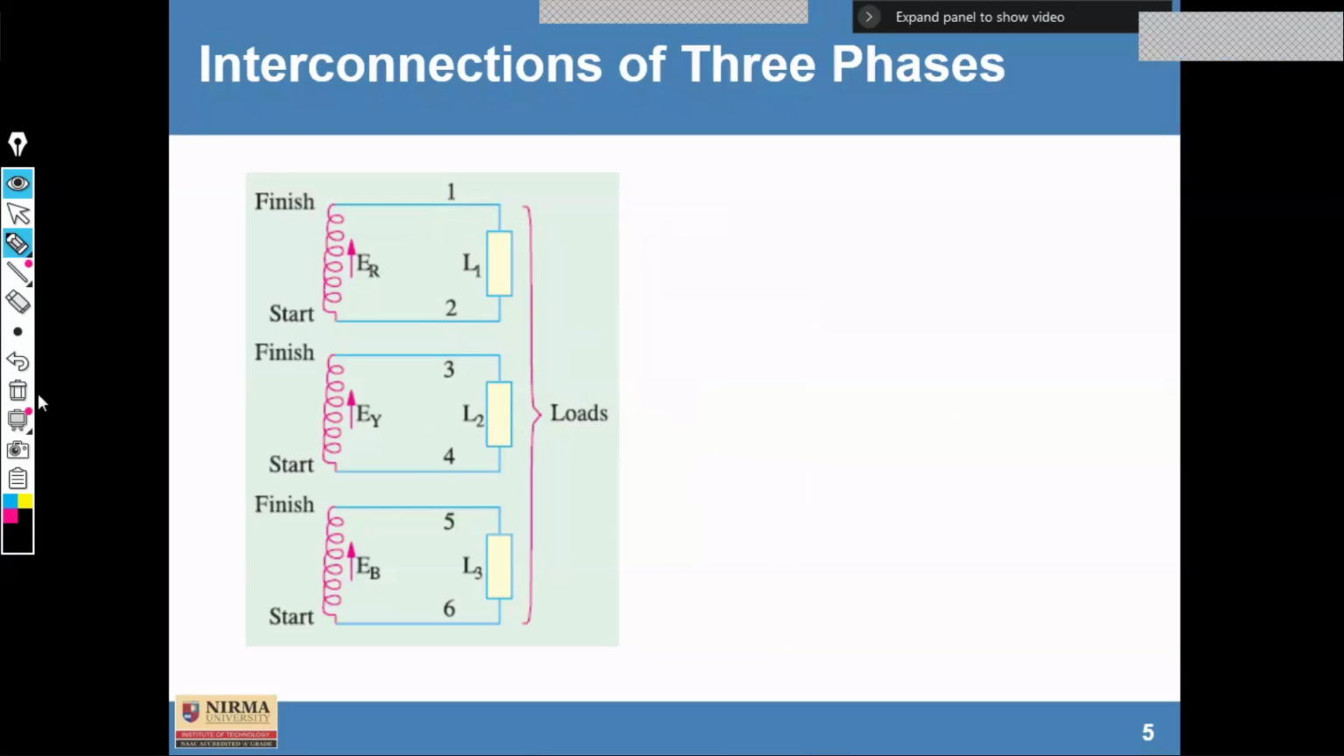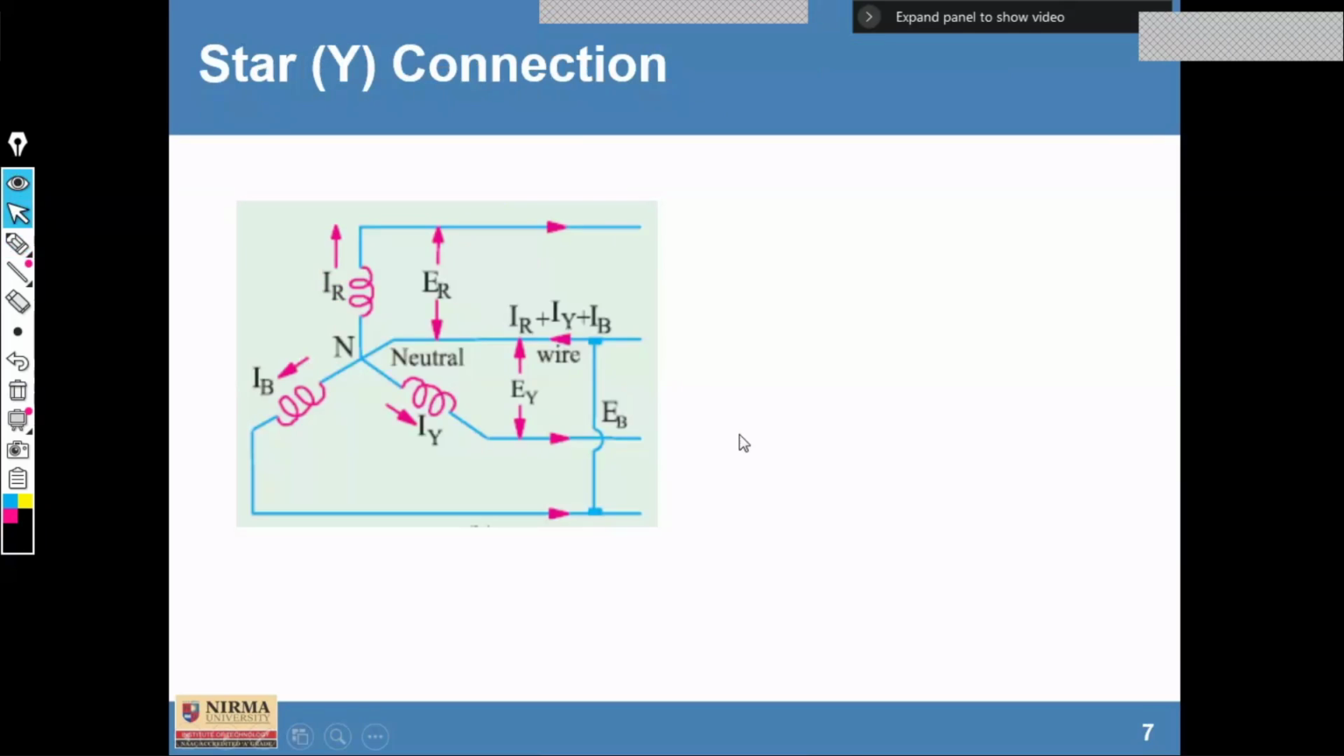Fine. So there are basically two different types of connections, delta and star. So whenever there is a balanced system, normally a delta connection is used for load as well as for the transmission system. Okay. Now let us see in detail about these connections.